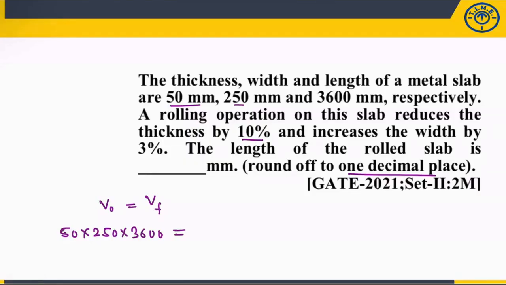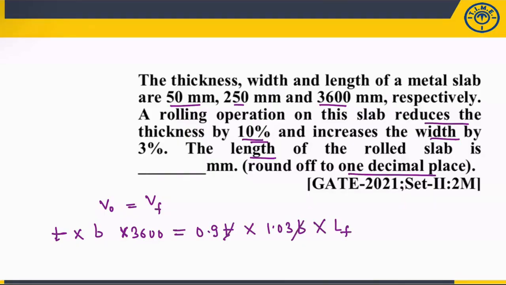Is equal to 10% reduction in thickness. So 10% reduced means, otherwise one thing I will do, I will take only those parameters which are changing. They have mentioned you have to calculate the length. So thickness is reducing. Initially thickness is T, width is B, and length is 3600. Now it is reduced by 10%. Can I say 0.9 times T is the final thickness? Width is 3%, 1.03 times B. Now the final length you have to calculate.